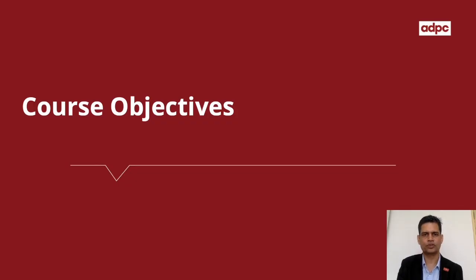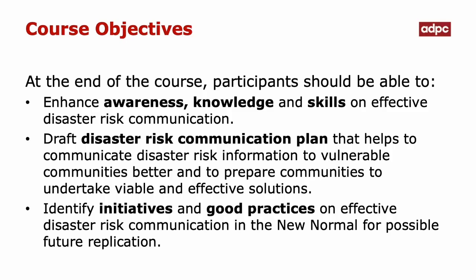Now let us look at the course objectives. The course aims to achieve three key objectives. At the end of the course, participants should be able to enhance their awareness, knowledge, and skills on effective disaster risk communication. Draft a disaster risk communication plan that helps to communicate disaster risk information to vulnerable communities better and to prepare communities to undertake viable and effective solutions. And identify initiatives and good practices on effective disaster risk communication in the new normal for possible future replications.